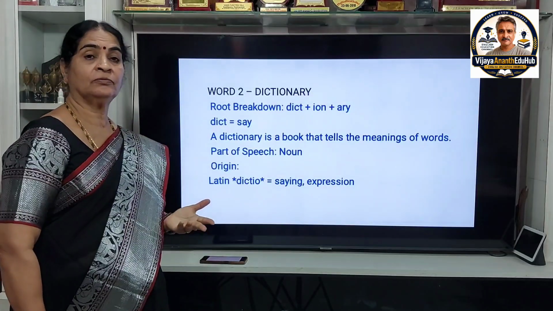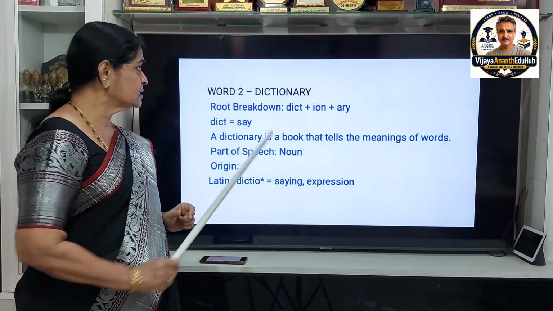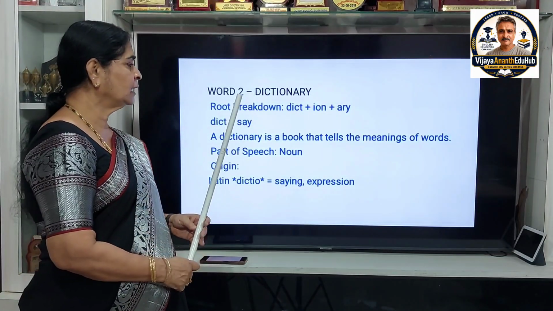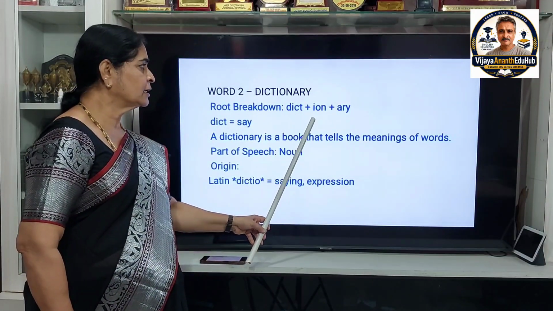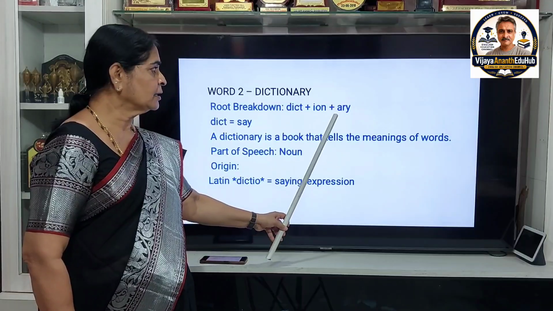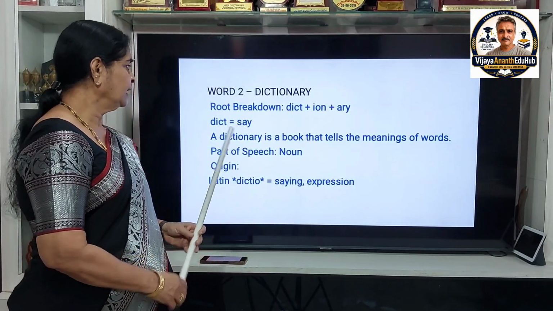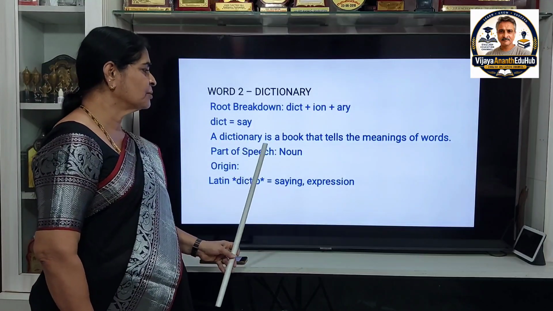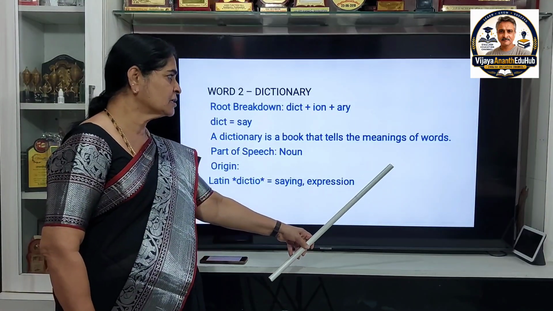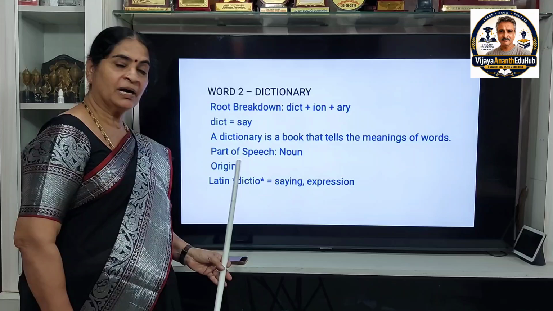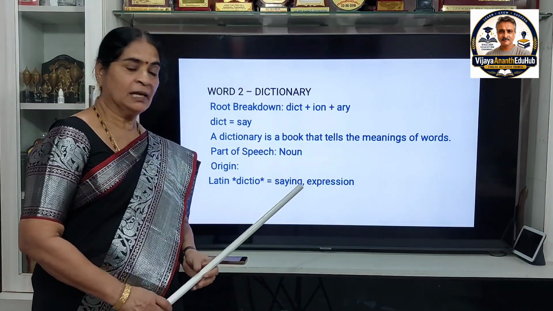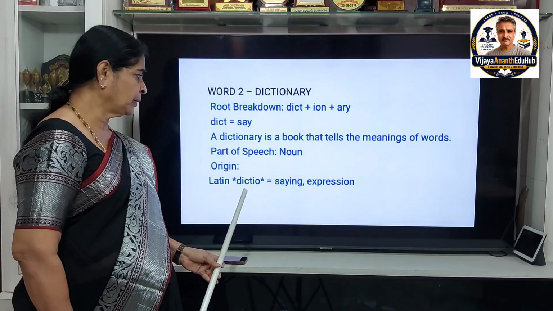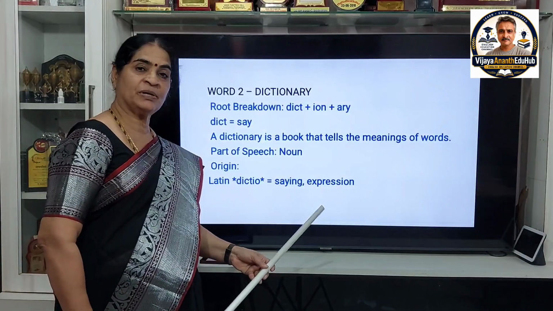Then word two from the same root, dict, that is dictionary. Root breakdown, separating the root: dict. Dict means say, the same meaning. So what is meant by dictionary? A dictionary is a book that tells the meanings of words, and its part of speech is noun. This also originated from Latin dictio, meaning saying or expression.